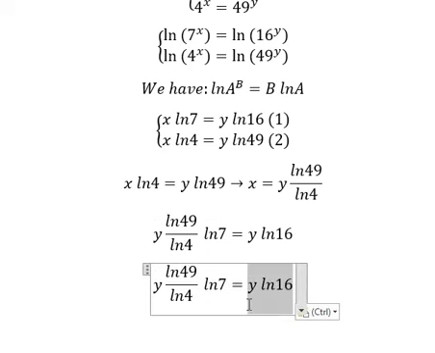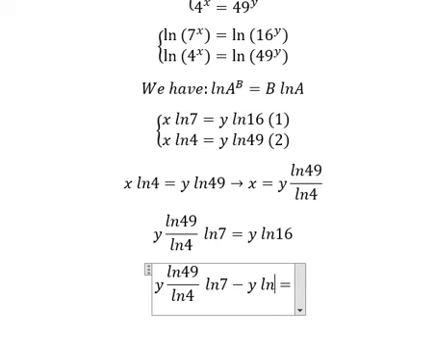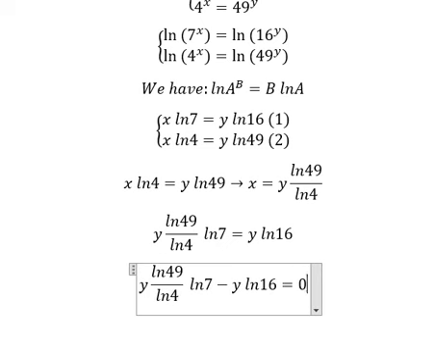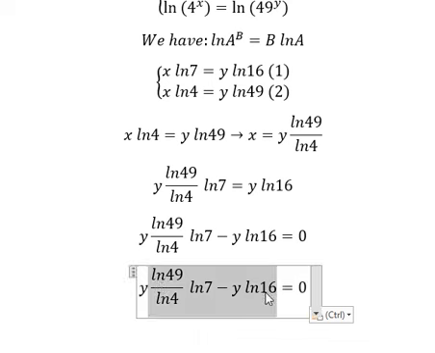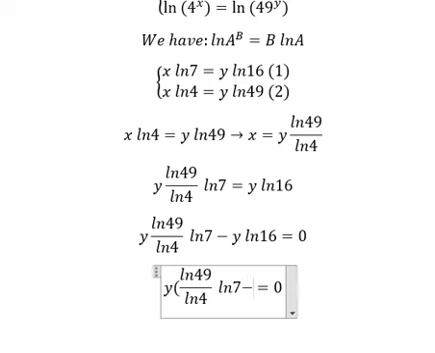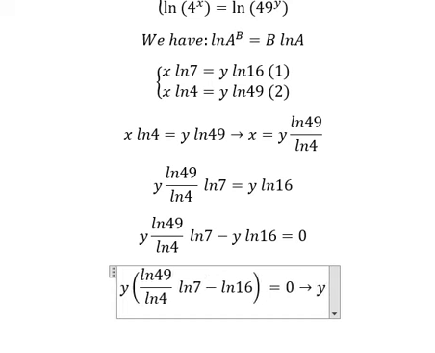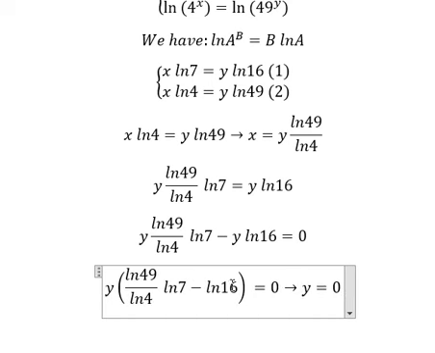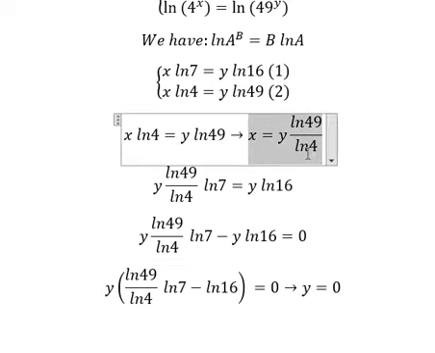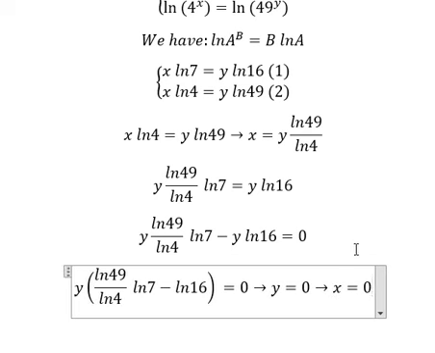Now we put this one go to the left. Now we can do factorization by y. So we simplify and we have y equals to number 0. And if we have this one, we can find the value of s. So we put number 0 here. And we have s equals to number 0. This is the end.